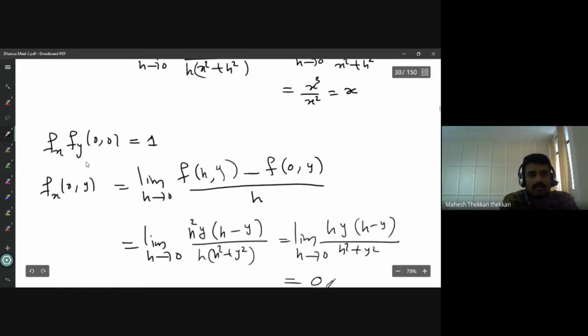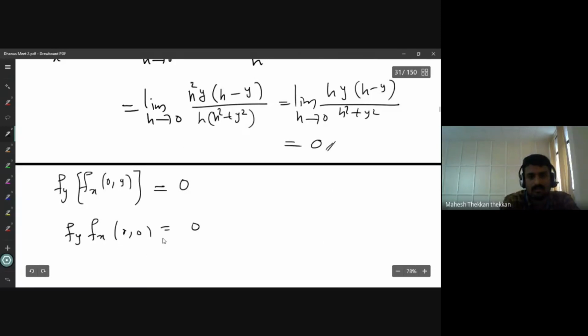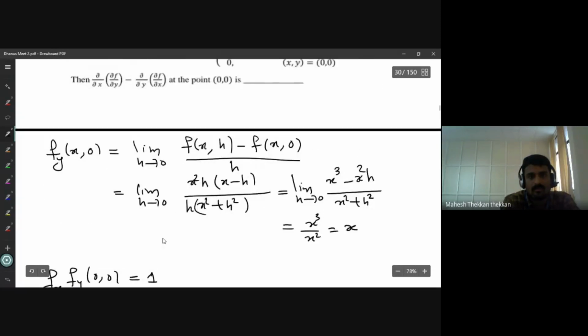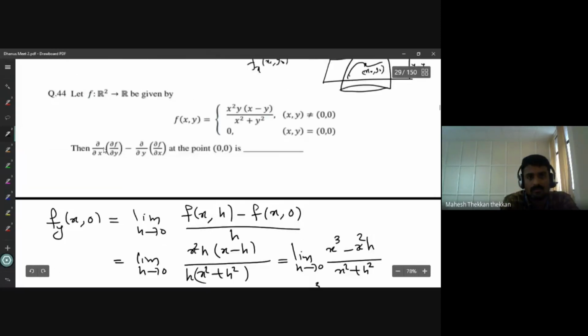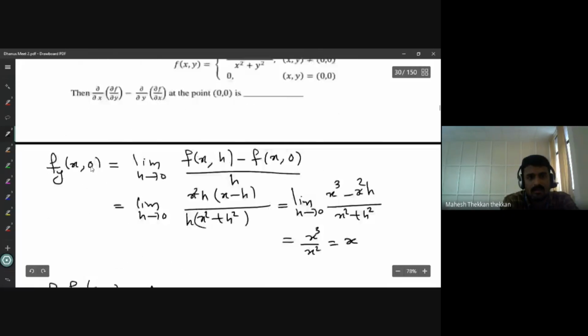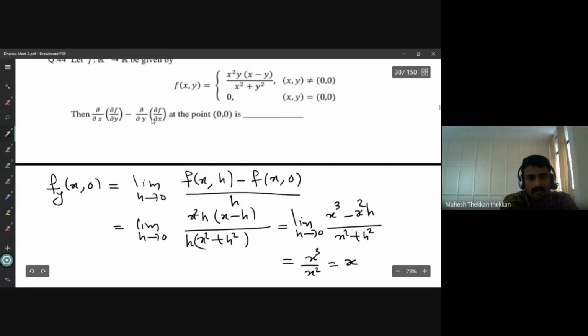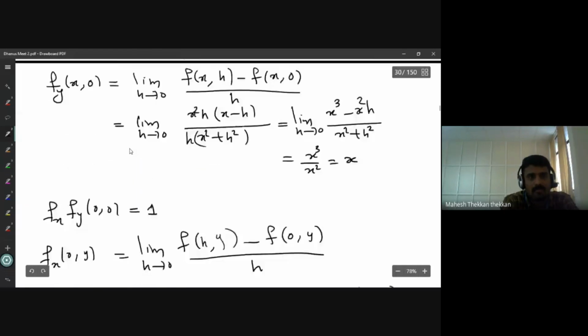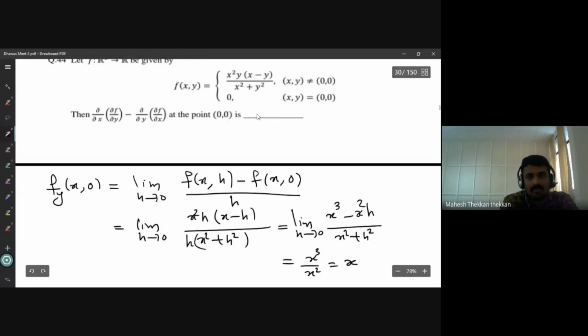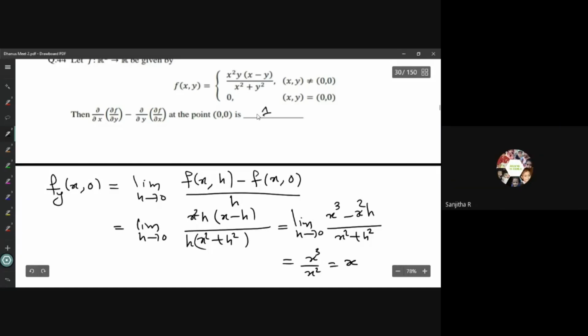So what about fx fy at 0, 0? That is 1. The other one, fy fx at 0, 0, is 0. So what about the total value? The first one is 1 and the second one is 0, right? So it is 1 minus 0, that is 1. Is that correct? Is that okay? Yes, sir.